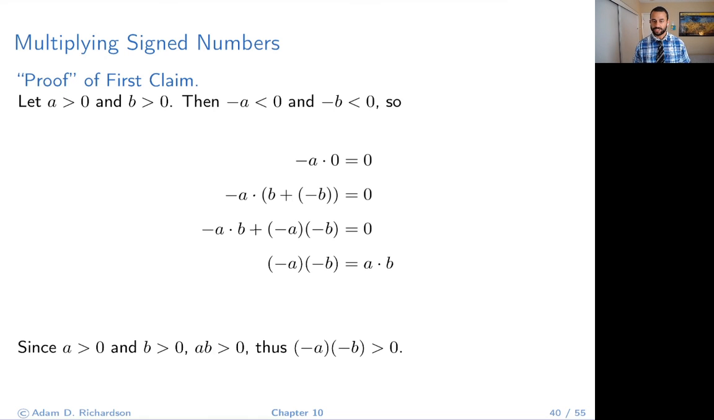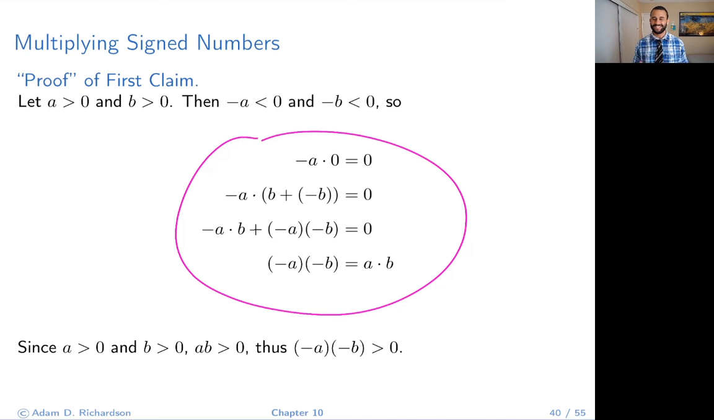There we go. So A is greater than 0 and B is greater than 0. So A times B is greater than 0. So negative A times negative B is greater than 0. So there you go. So this proof is all right, but it's not technically very rigorous.